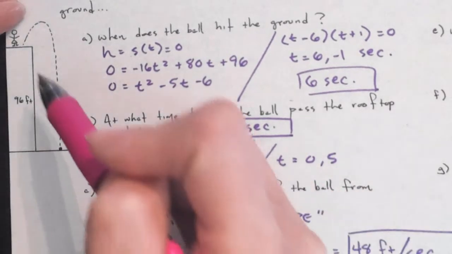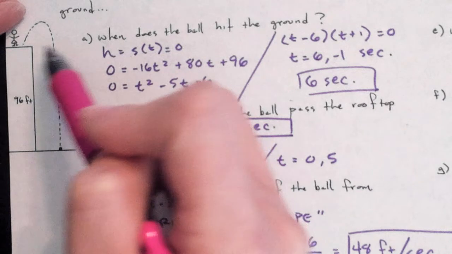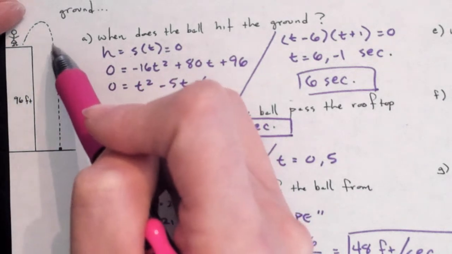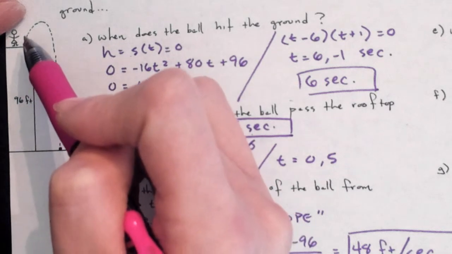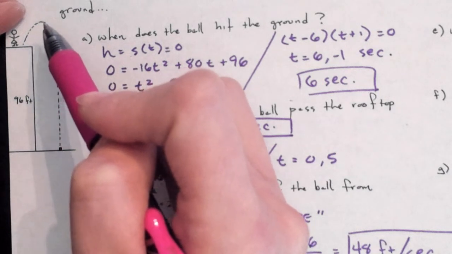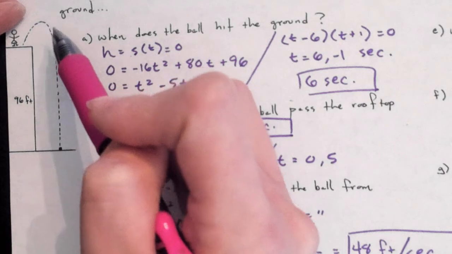Okay, that makes sense, because if we're just talking about this right here, this is 0 time, this is time equals 5. So it took 5 seconds for that to happen. Think about the ball going up, and then it slows down, and then it comes back down. So this is 5 seconds.